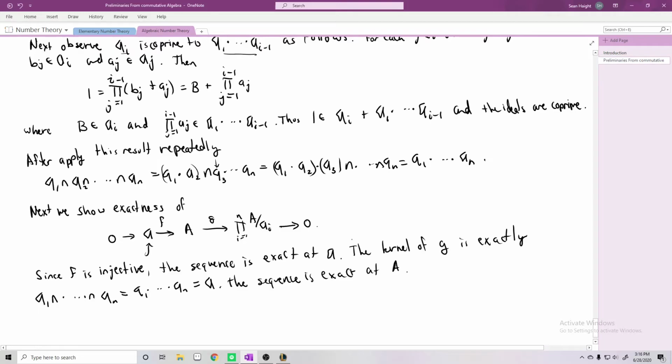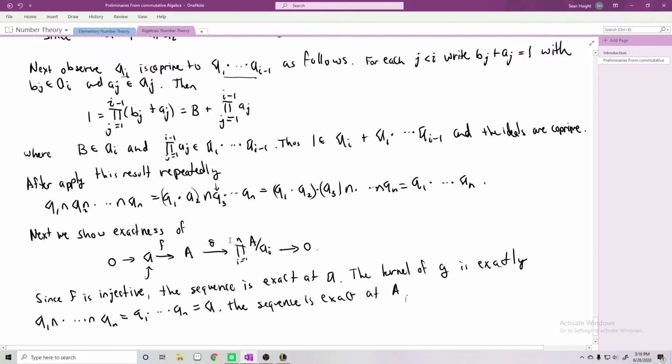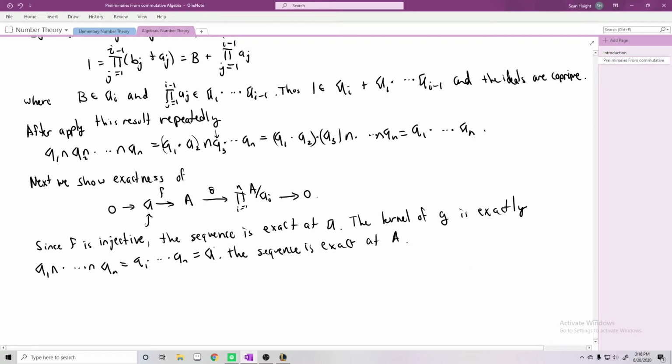Okay. So what's left to show is surjectivity. We need to show surjectivity of g.